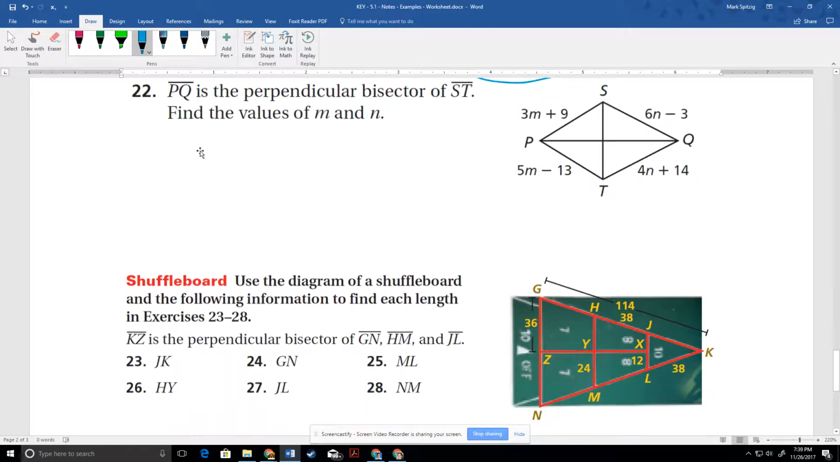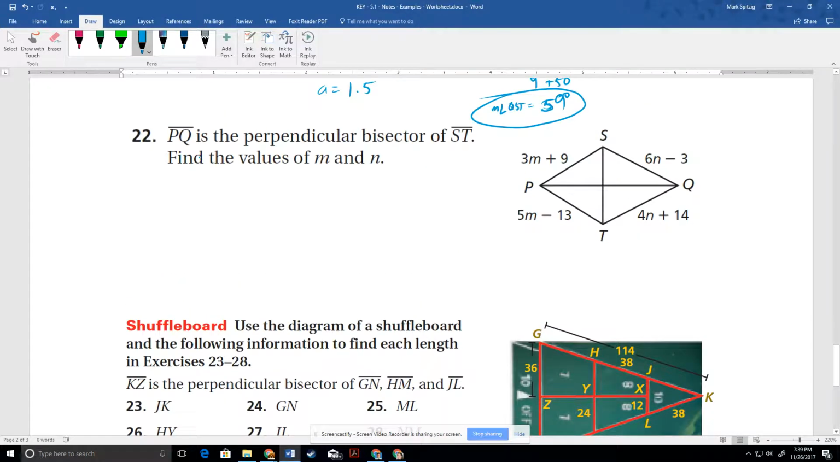All right. It says that PQ is the perpendicular bisector of ST. So this is perpendicular and it's bisecting ST. What I know is that P is on the perpendicular bisector, so we know that these segments are equidistant from the endpoints, S and T. We also know that because Q is also on the perpendicular bisector, SQ and TQ are also going to be congruent because those would be equidistant. So two equations I can make are 3m plus 9 equals 5m minus 13, and then also 6n minus 3 equals 4n plus 14.